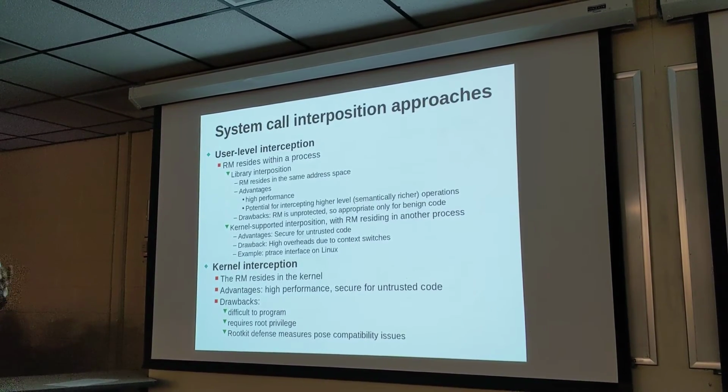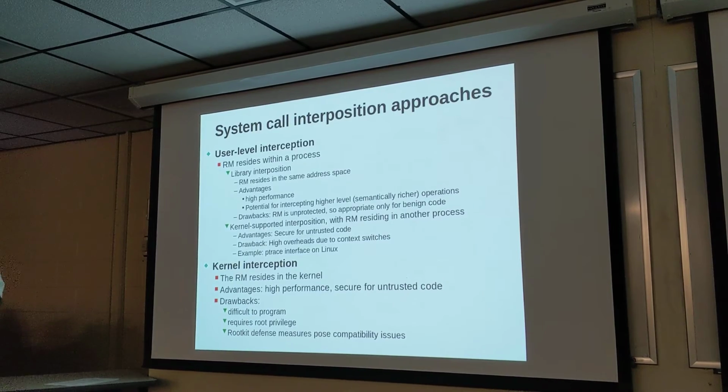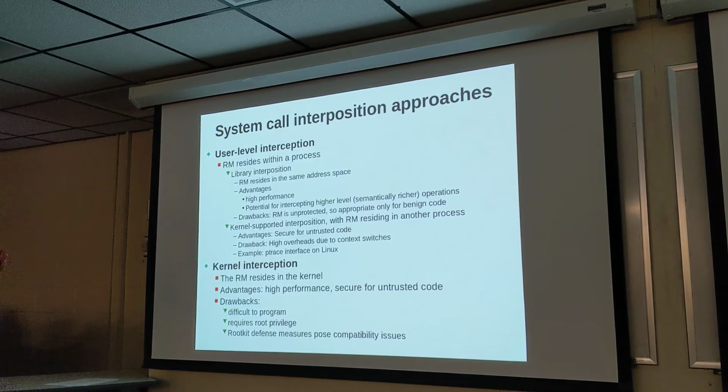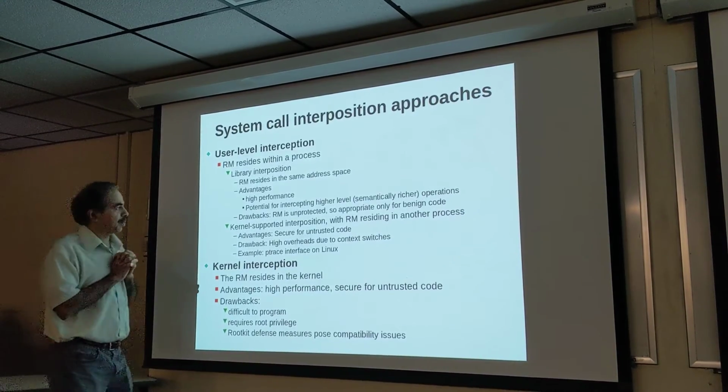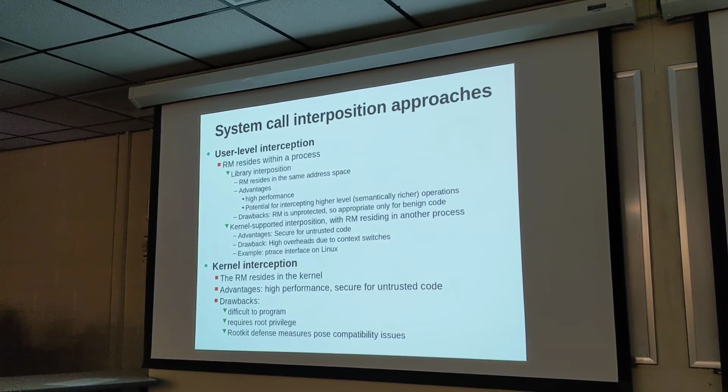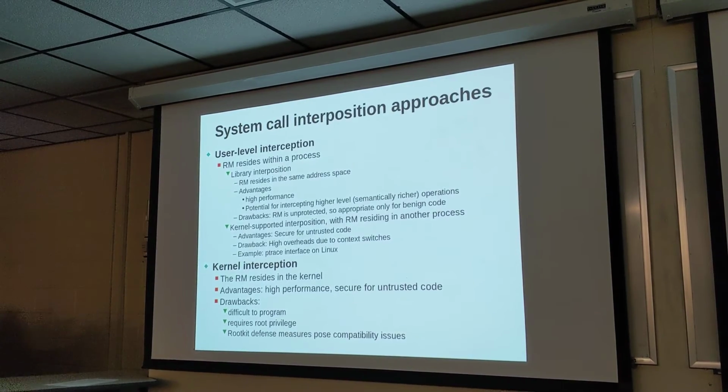It's not going to affect the whole system, and that's sort of the advantage you get by working at the user level. Okay, so this kind of interception can be done in two ways. One is called library interposition, which basically means that you run the checker within the same process as the one that you're trying to check.